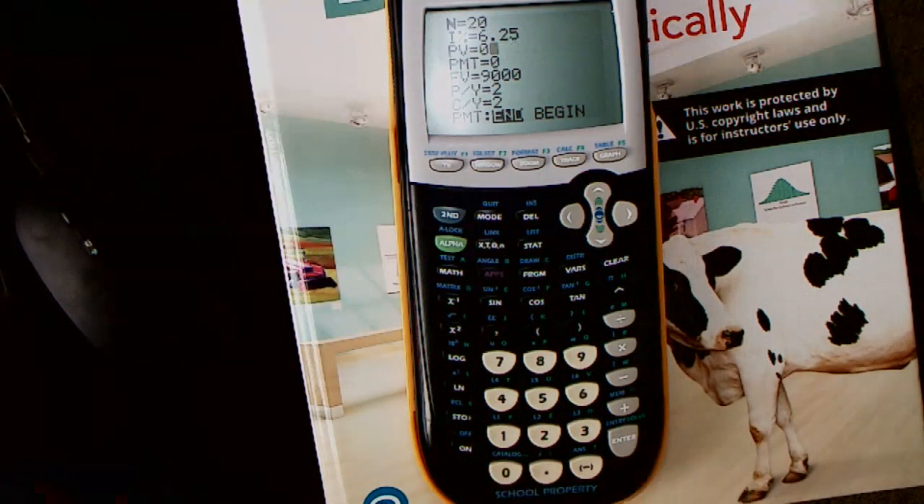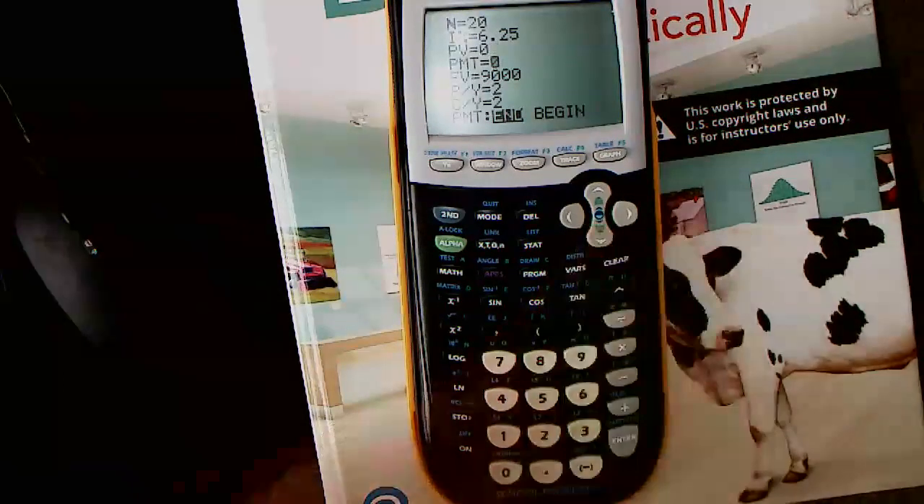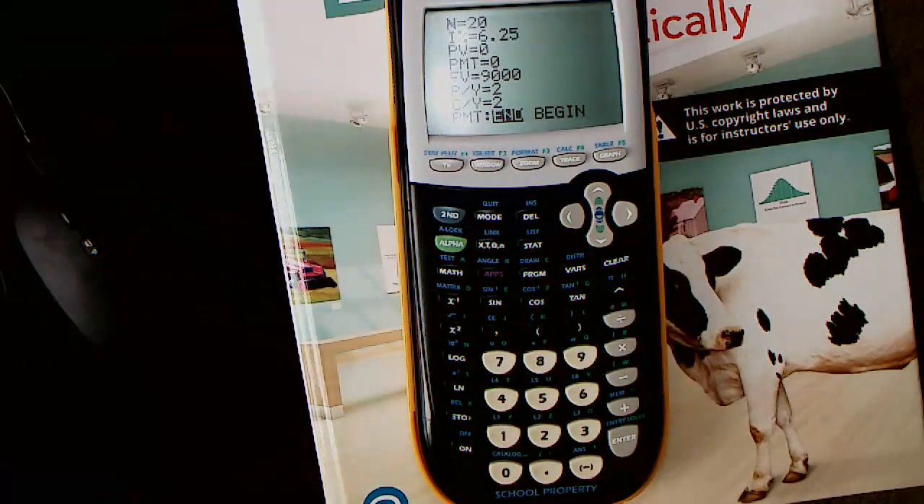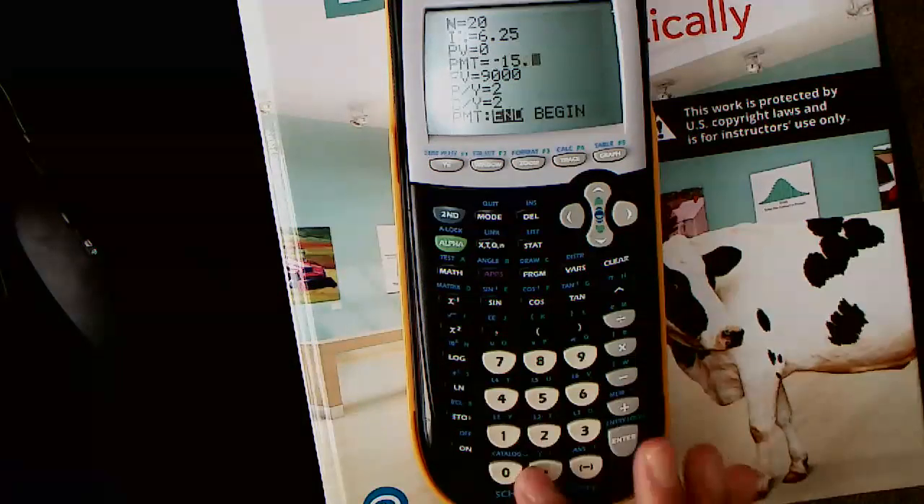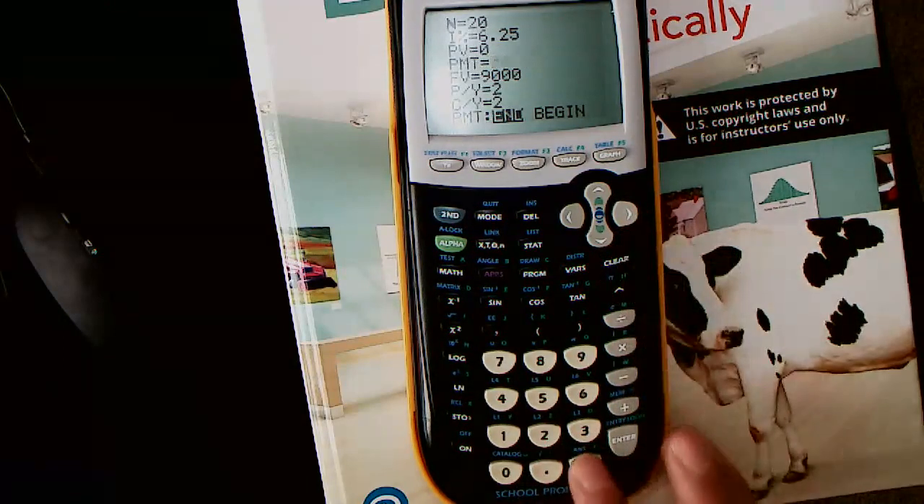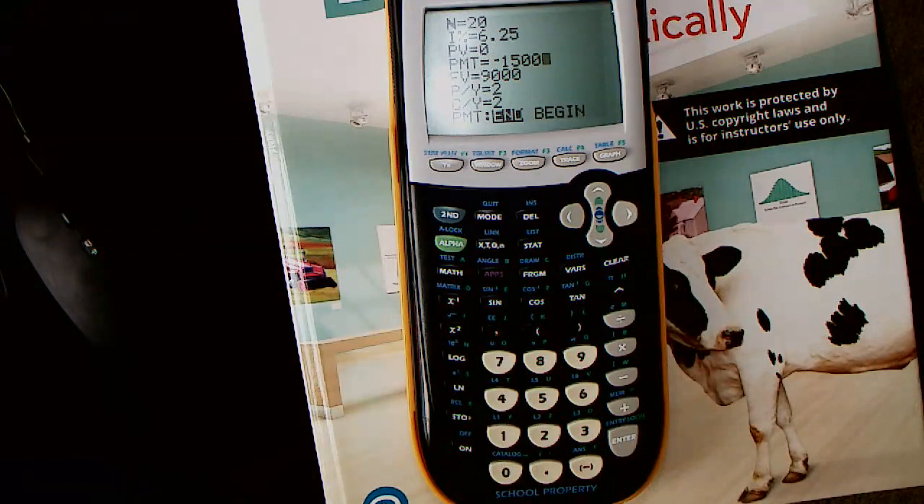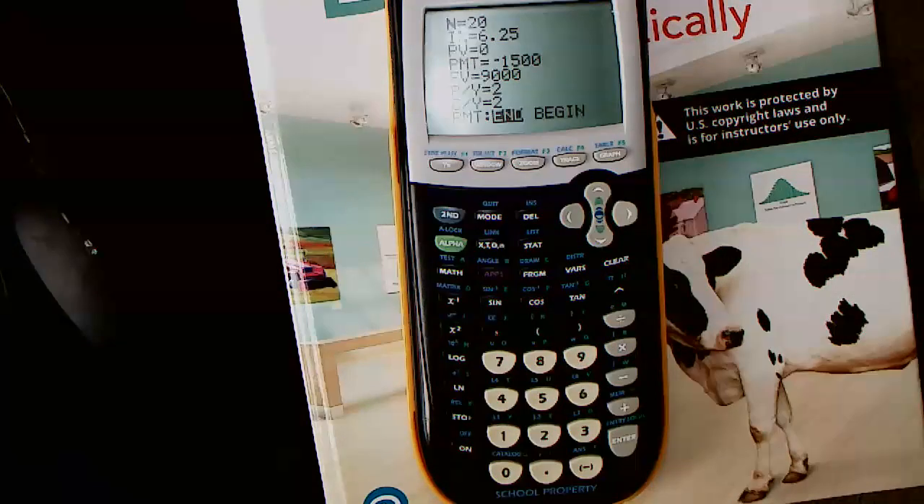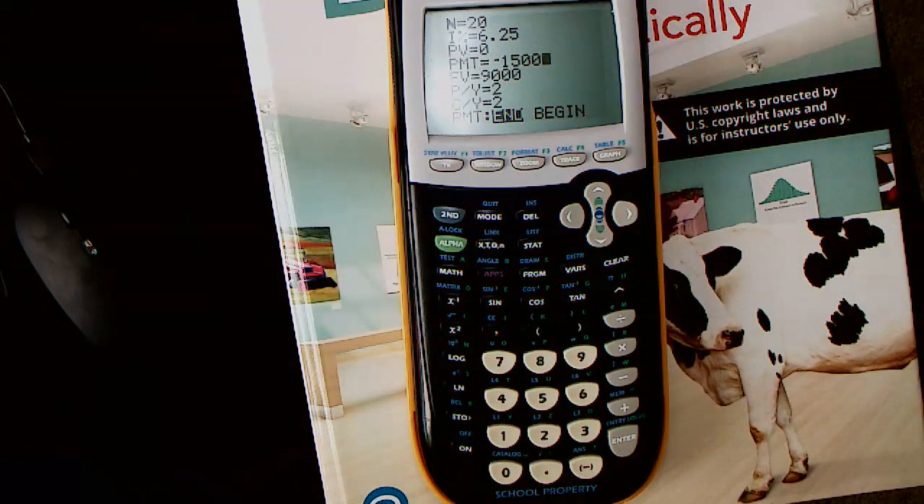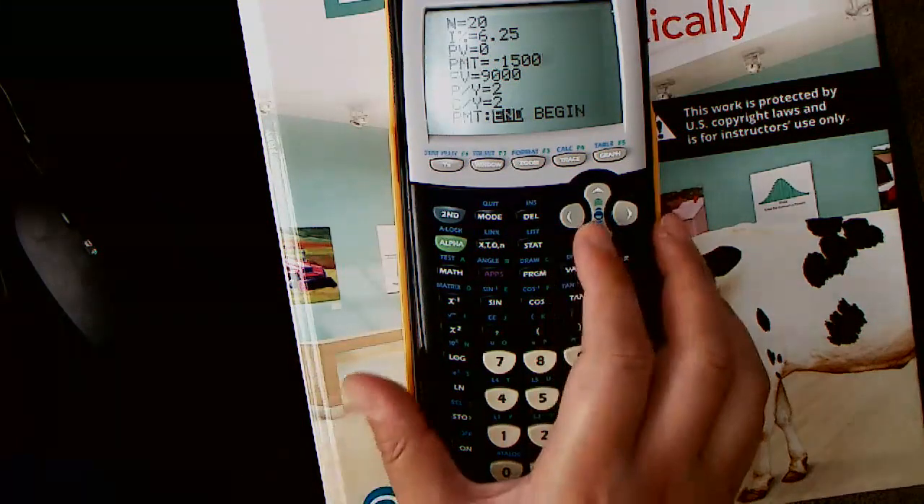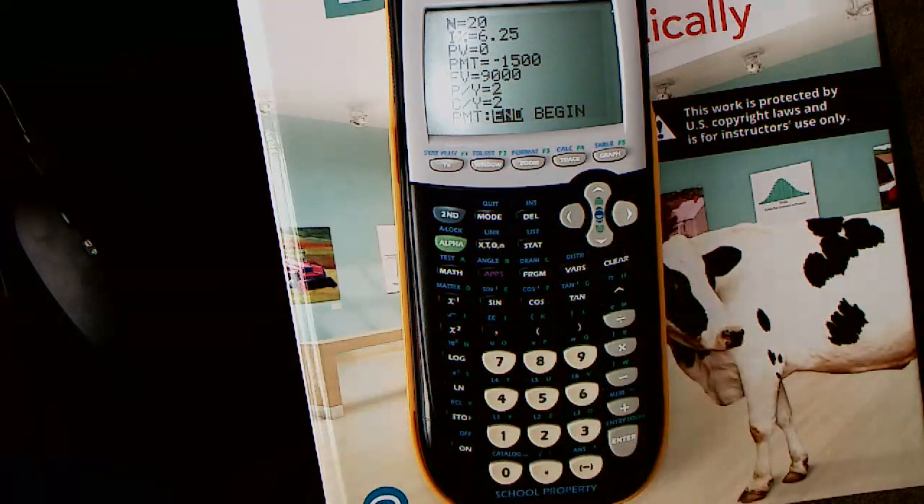Present value 0. The present value of an annuity is always 0 because we are talking about an ordinary annuity. In the beginning of your account, you have nothing there, $0, until the first payment you make. And payment, let's see how much you contribute every quarter. You contribute $1,500, so it's negative $1,500 because the money is going out. Future value is what we are going to solve for, so skip it.